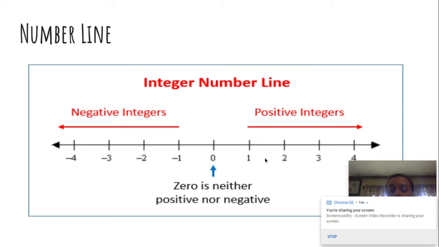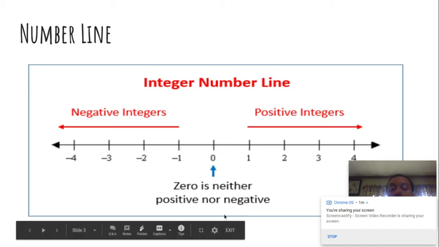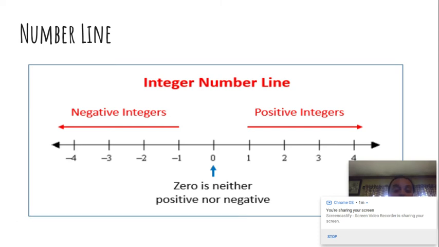All your negative integers are here on the left. And then here it gives you a very helpful hint at the bottom. 0 is neither positive or negative. 0 is just kind of there. It's neutral. It just shows you where the numbers split up.